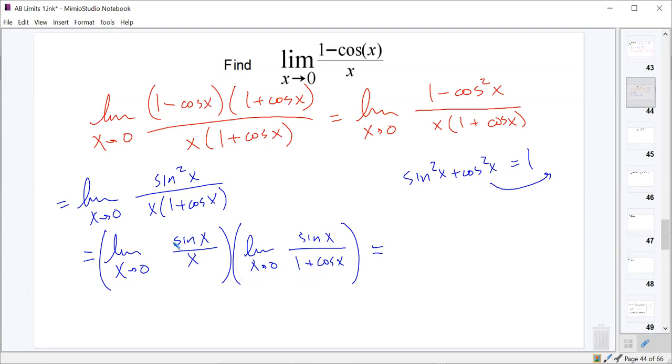So what's that first limit? The limit as x approaches 0 of sine x over x. 1. That should just be 1. And what about this other one? Well, we should probably plug in the 0 and see what we get. We get 0 over 1 plus cosine 0. What's the cosine of 0?